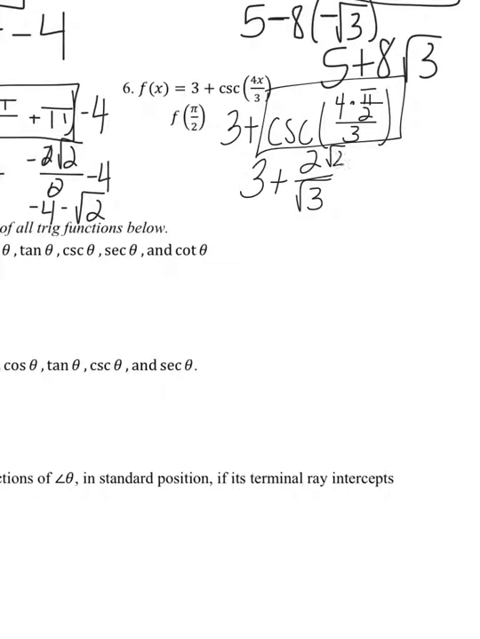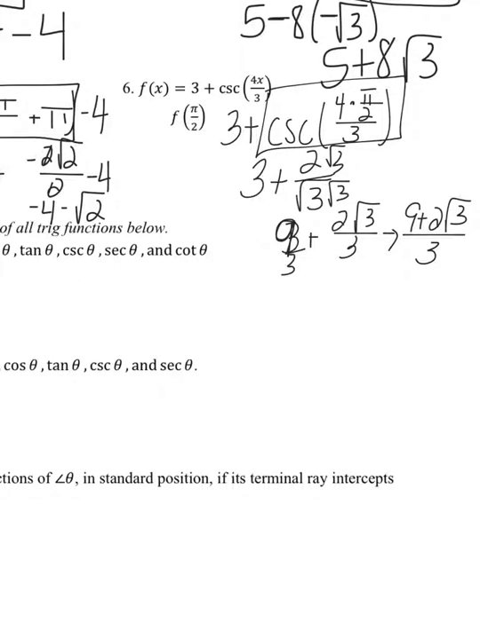Again, rationalize. So this is 3 plus 2 square root of 3 divided by 3. Or if you wanted to keep it in one fraction, you can write this as 9 plus 2 square root of 3 all over 3. The 9 came from, if I wanted this to be over 3, I multiply the top by 3, so it turns into a 9.